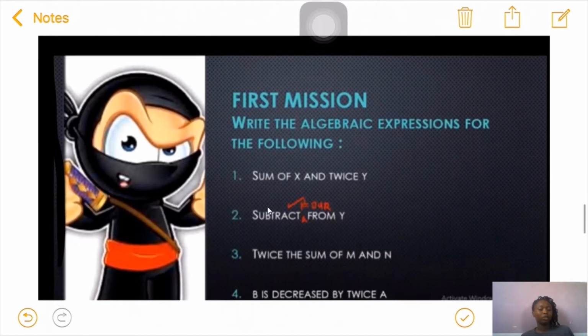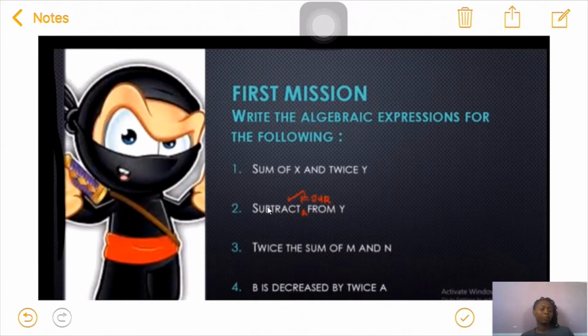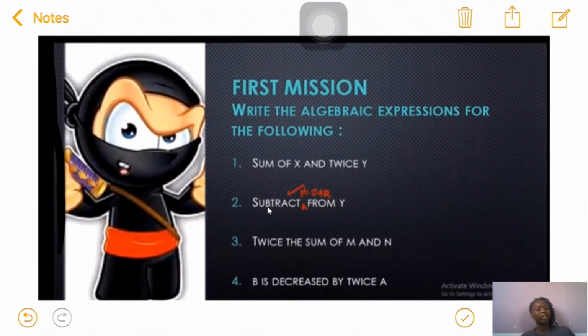So for the next assignment, it was the Math Ninja. In this one, the first mission Sensei gave us was to find the sum of x and twice y, subtract 4 from y, twice the sum of m and n, and b is decreased by twice a.